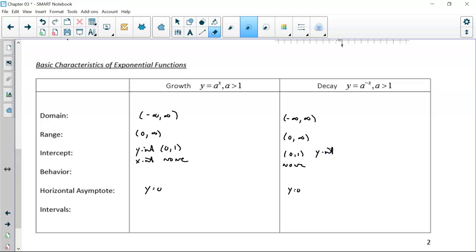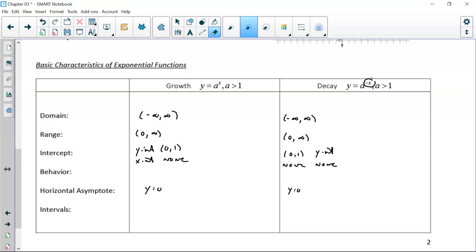And that's for our basic graph of y equals a to the x and y equals a to the negative x. Now, a to the x is growth. See how that exponent's positive? Negative x, see how that exponent's negative? That's decay.